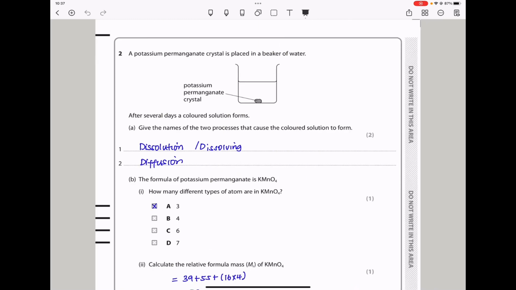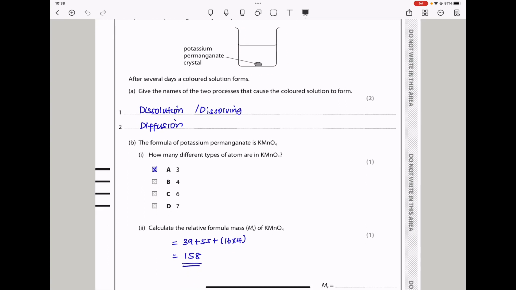Question 2. A potassium permanganate crystal is placed in a beaker of water. So we see this is the potassium permanganate crystal and that is the beaker of water. They say, after several days, a colored solution forms. Give the names of the two processes that cause the colored solution to form. At first, this crystal is going to dissolve, and then diffusion will occur. So dissolution and then diffusion.